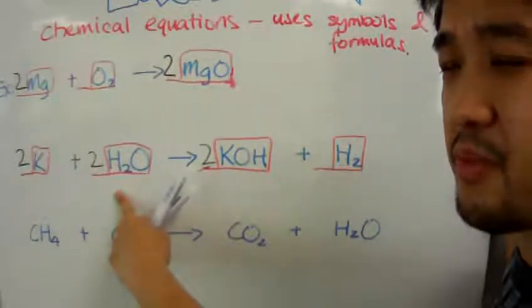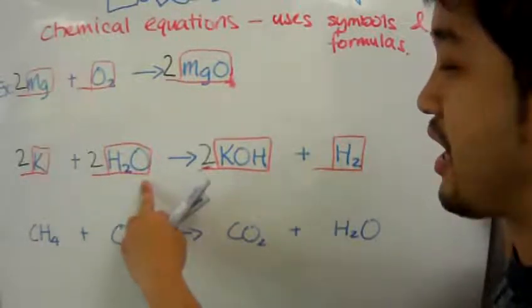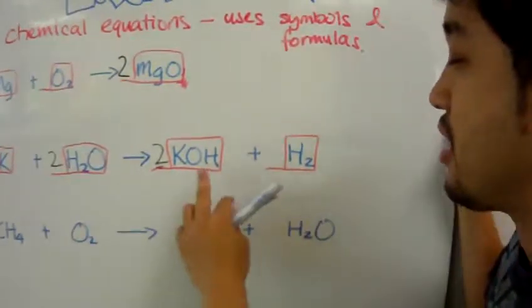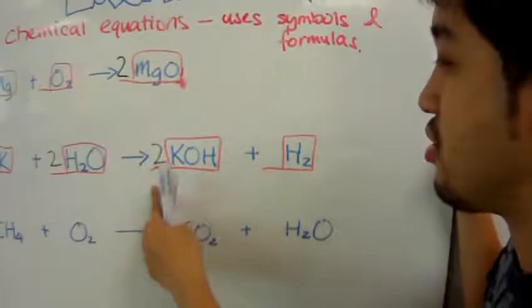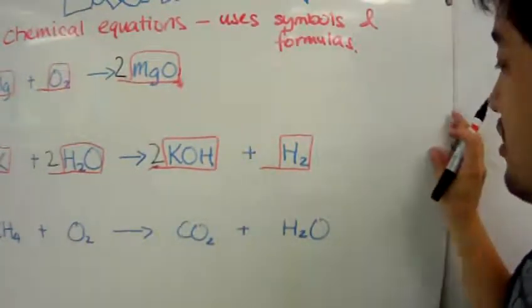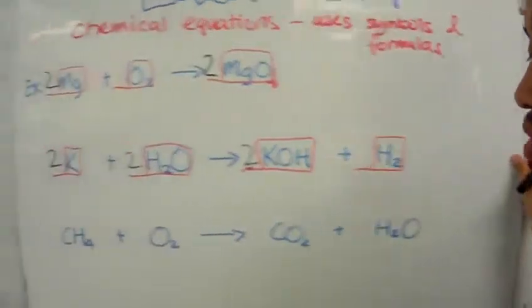Okay, last step, balance the oxygens. Here I have 2 oxygens, right? Because 1 times 2 is 2. Here I have 1 times 2 is 2. Well, what do you know? It's balanced. Whew. That was a bit of a doozy, wasn't it?